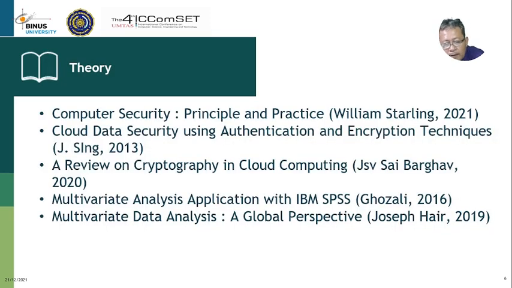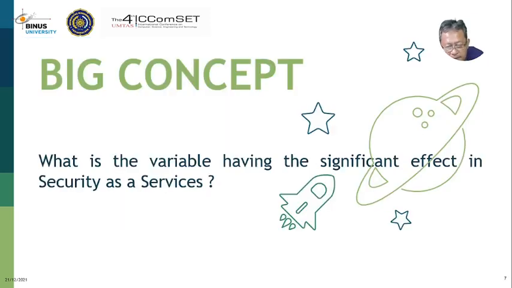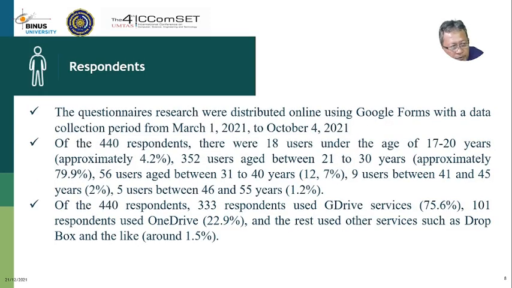The theory came from Computer Security by William Stallings and Cloud Data and Cryptography by J. Singh, and the research process used multivariate analysis by Ghozali and Joseph Hair. The big concept of this research is which variables have a significant effect on security services. We got 440 respondents. The questionnaire was distributed online with Google Forms from March to October, almost 6 months to perform this research.